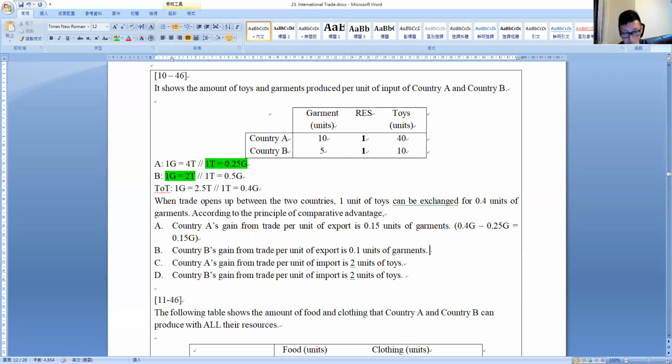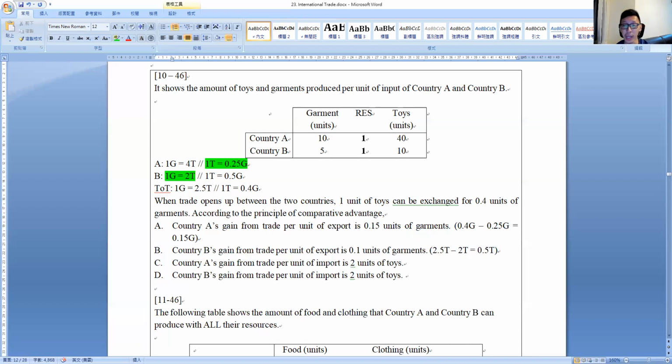Country B's gain from trade per unit of export, that is 1 unit of garment. Now, this is quite tricky. What would country B export? They will export garment, meaning the gain will be 2.5T minus 2T. They will gain 0.5T.